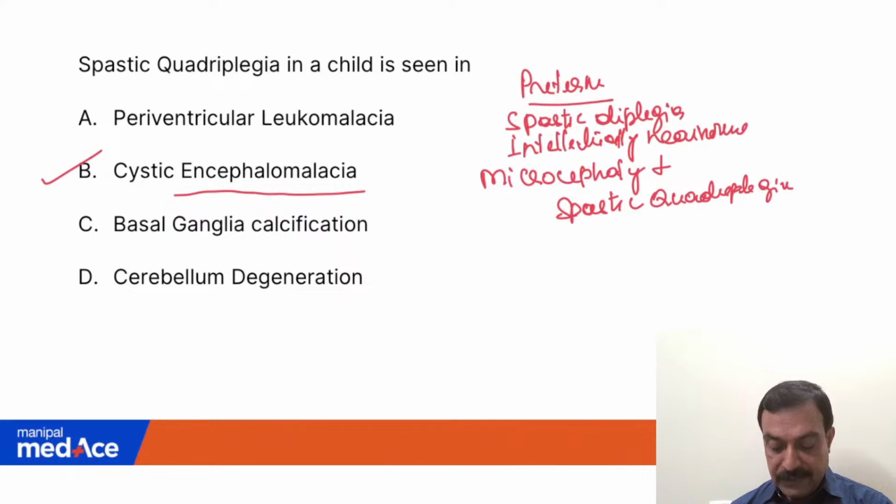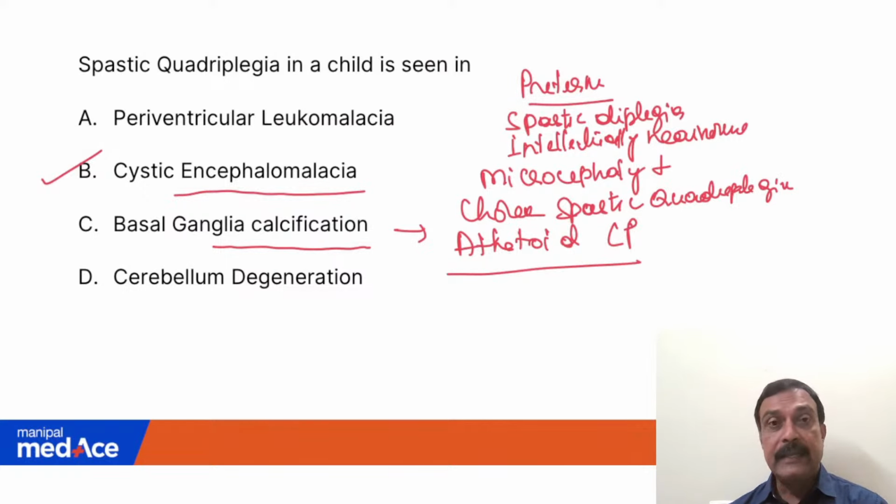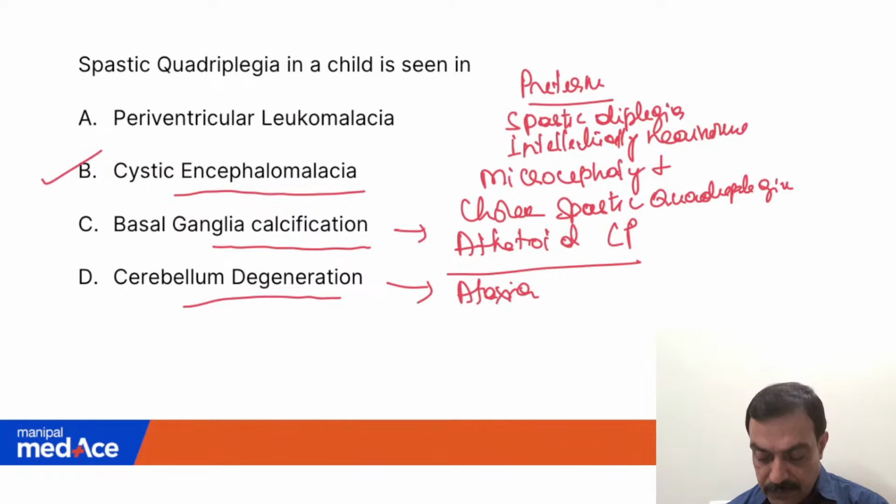Basal ganglia calcification or involvement of the basal ganglia can lead to choreoathetoid CP, and may be seen in children following kernicterus or bilirubin encephalopathy. Cerebellar degeneration can lead to ataxia, also called ataxic cerebral palsy. So the answer here is cystic encephalomalacia.